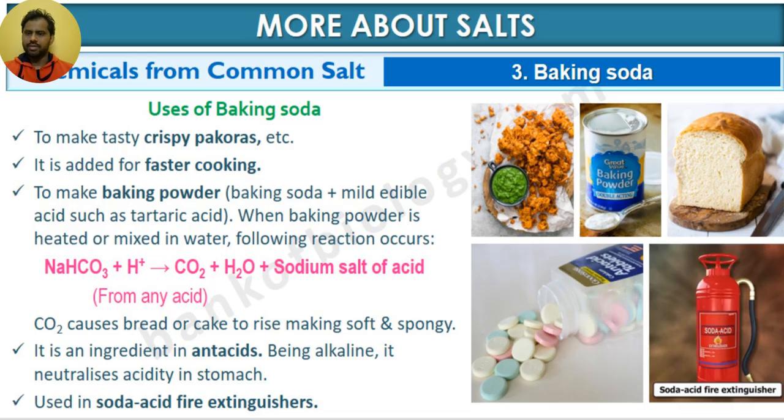It is added for faster cooking. To make baking powder, baking soda is mixed with mild edible acids such as tartaric acid. When baking powder is heated or mixed in water, the following reaction occurs. NaHCO3 is our baking soda. It reacts with water and H+ ions from the acid to give CO2 plus H2O plus the sodium salt of the acid. CO2 causes bread or cake to rise, making it soft and spongy.